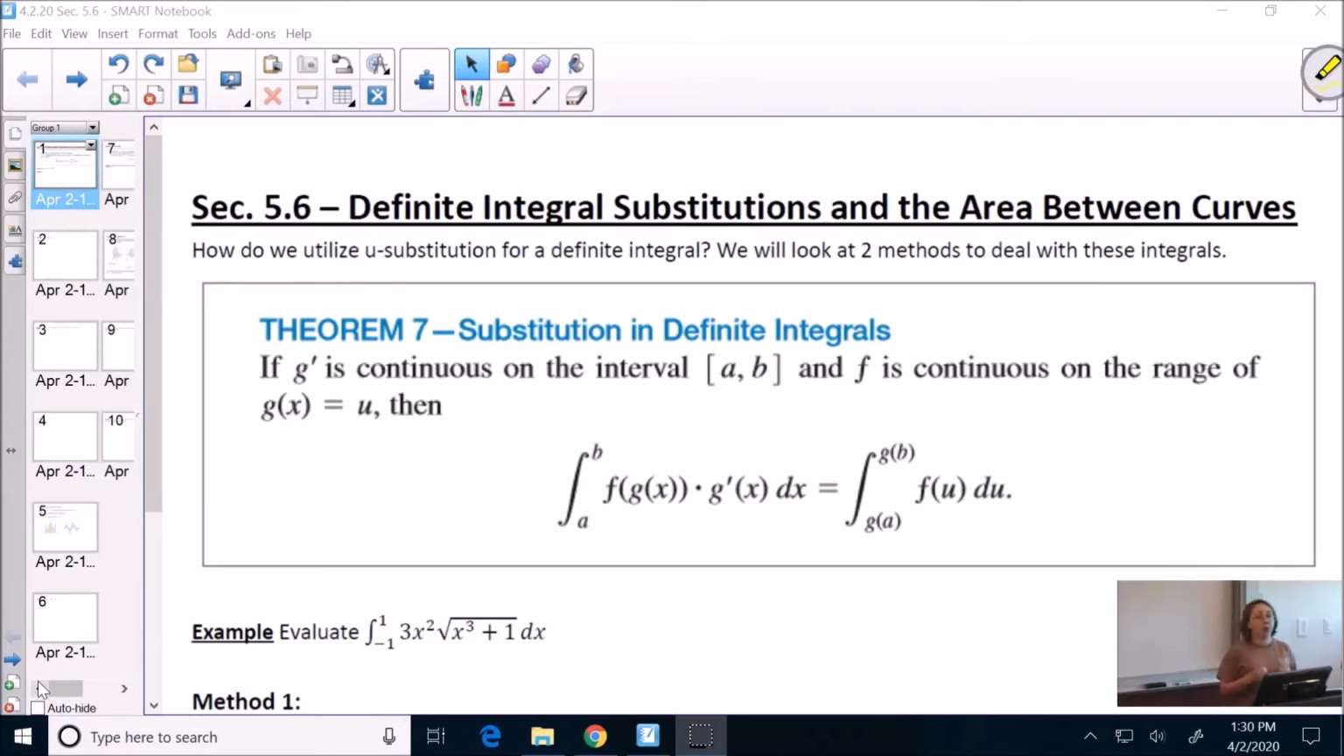Problem with the U substitution notation. So if you didn't like that, here's your chance to try and get it one more time. Alright, 5.6. Definite integral substitutions.